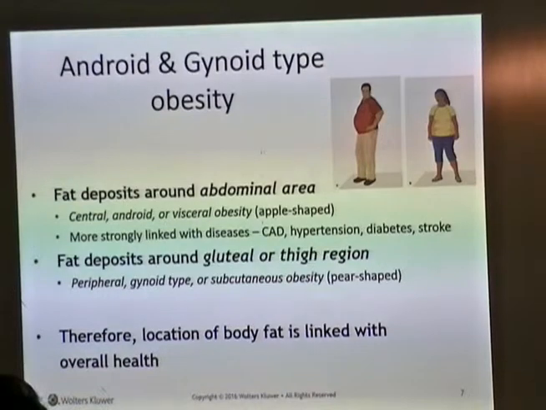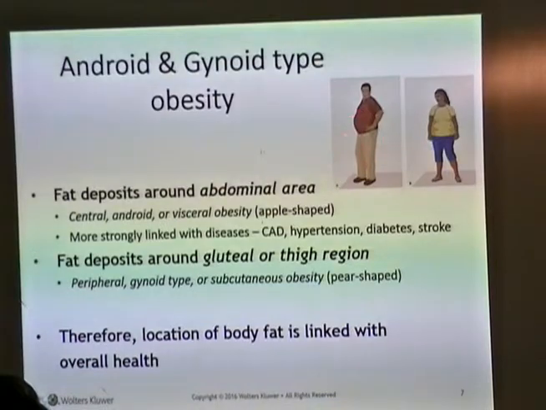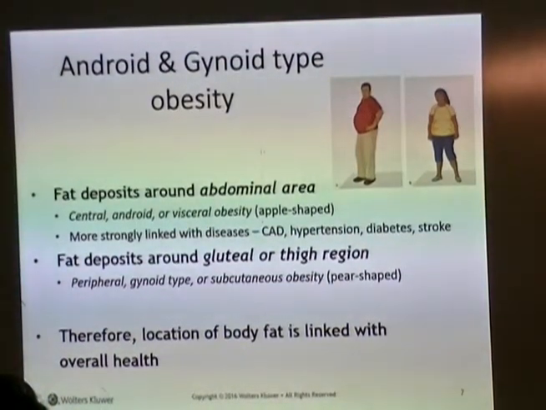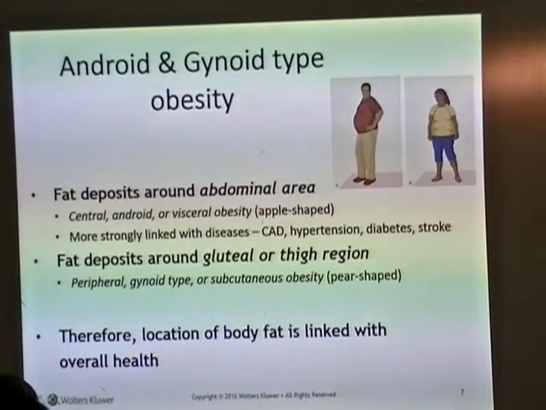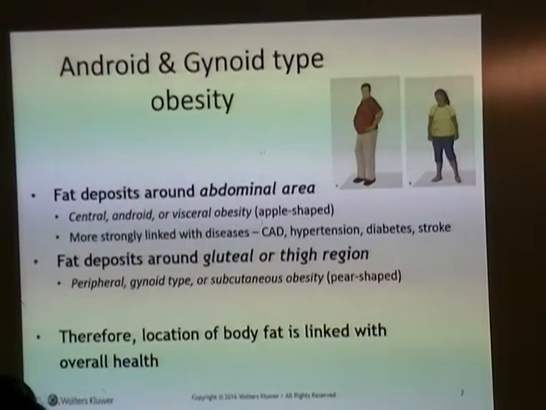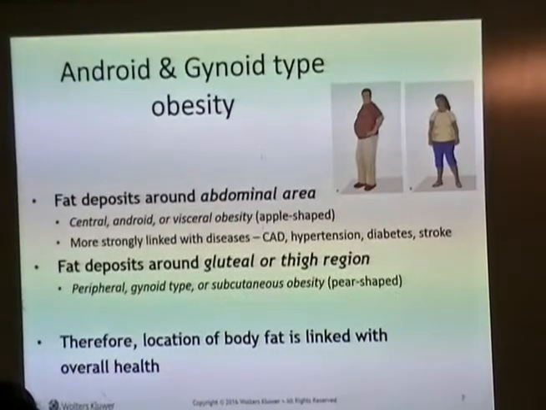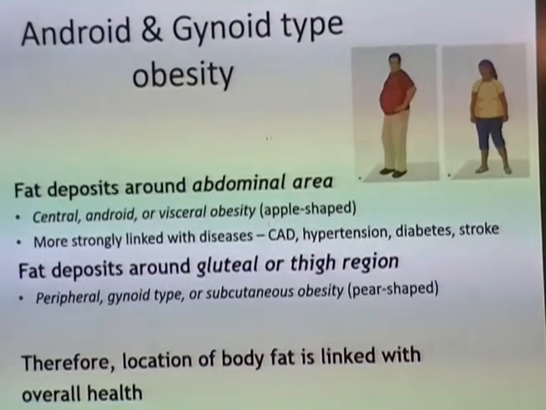All right, so if it's belly fat, and that's called central android or visceral obesity, and creates what they call an apple shape. So round in the middle. Right? What the research indicates is that fat deposits in that area put you at more risk of developing coronary artery disease, hypertension, diabetes, and other similar diseases.